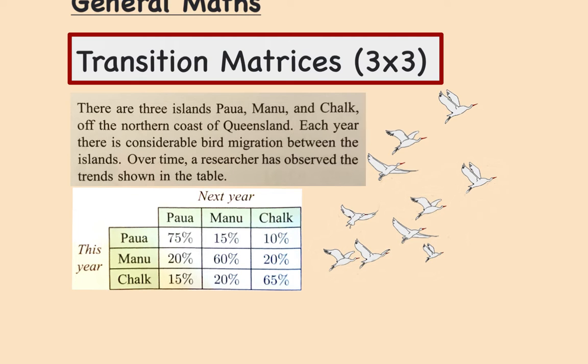On the three islands in the northern coast of Queensland, there is a considerable bird migration between these islands, and over time researchers have observed a trend which is shown in this table over here. What does this table really mean?